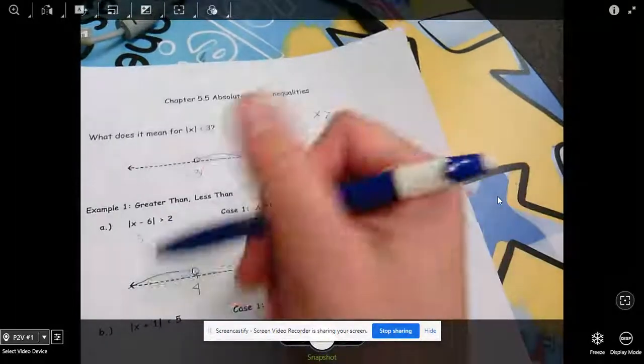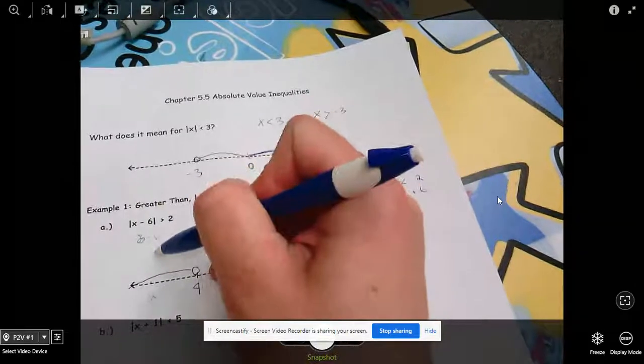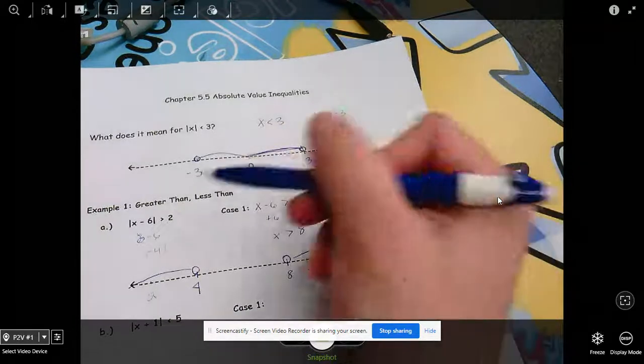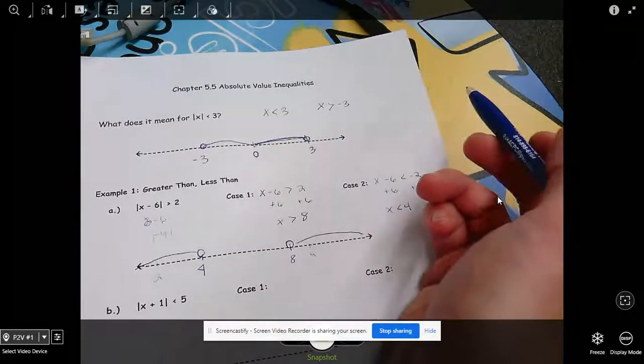Okay, and now it's saying that I have to be less than 4. What's a number less than 4? Let's pick 2. If I put 2 in here, 2 minus 6 is negative 4. The absolute value of negative 4 is 4. 4 is greater than 2. So if you're like, huh?